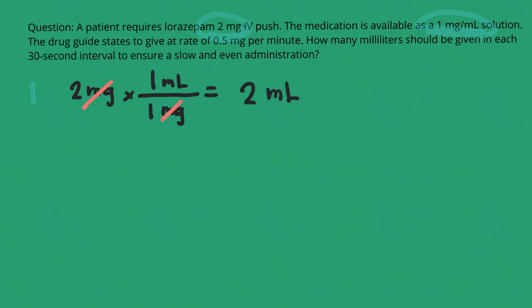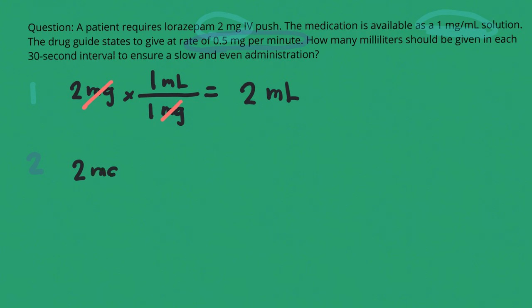That's our total volume. Then going on to step 2, we need to figure out the total time that we're going to give this in. This drug guide states that we give it at a rate of 0.5 milligrams per minute. So we do need some calculations here. When we do these calculations, we can always go back to starting with our order.